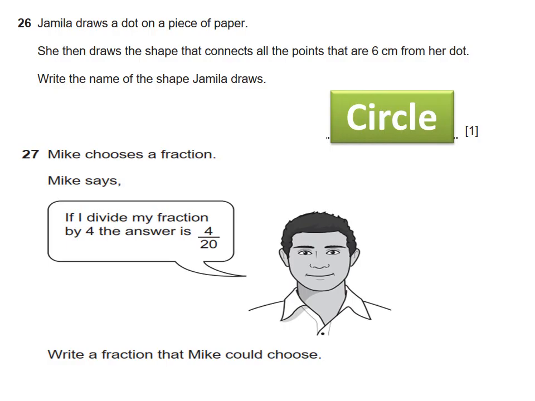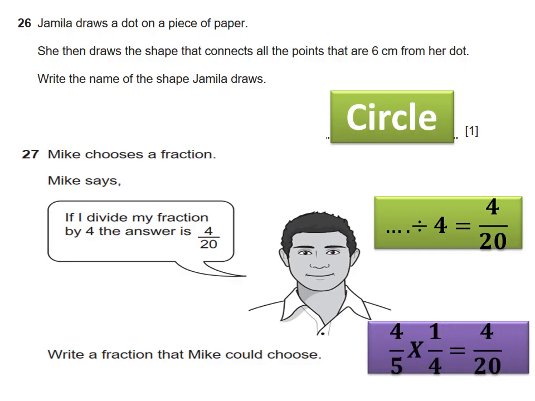Mike chooses a fraction. He says, if I divide my fraction by 4, the answer is 4 over 20. So a number, I don't know it, divided by 4 equals 4 over 20. So I can use keep, flip, change. Keep the first, multiply, flip: 1 over 4 equals 4 over 20. Then I need to think, what is the number when I multiply by 1? The answer is 4. What is the number when I multiply by 4? It's 20. It's 5. So the fraction wanted here is 4 over 5.